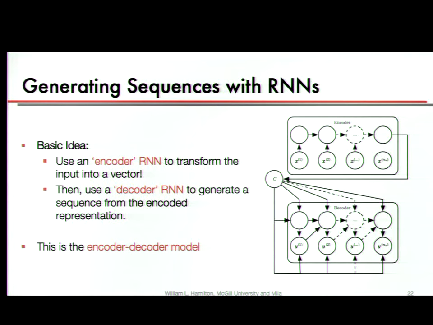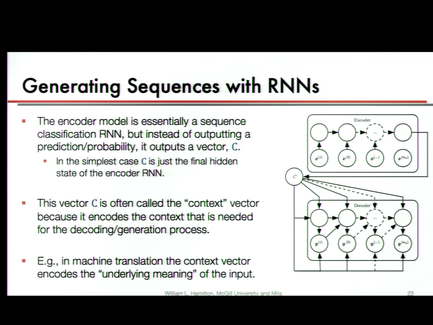So we have this encoder taking in the input and putting it into this C vector. And the C vector is usually just the final hidden state. And then we're going to use a decoder. This other RNN is going to take this context generated by the encoder, and it's going to use it to generate a new sequence. So let's unpack this a little bit. This encoder model is basically a standard RNN for sequence classification. We're just taking in our input sequence, and we're generating this context vector from it.